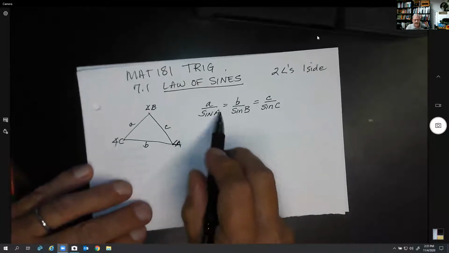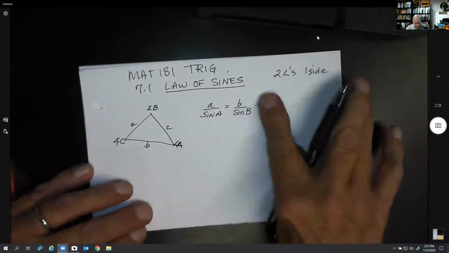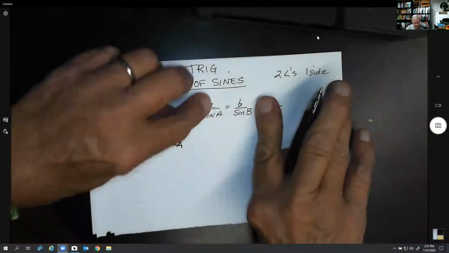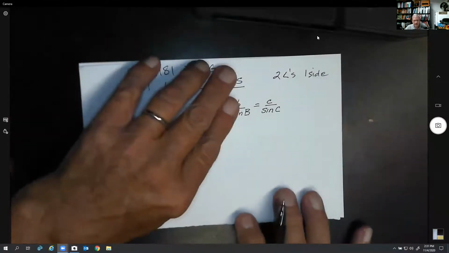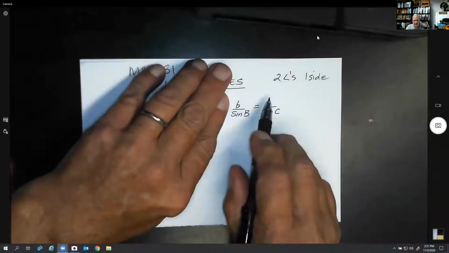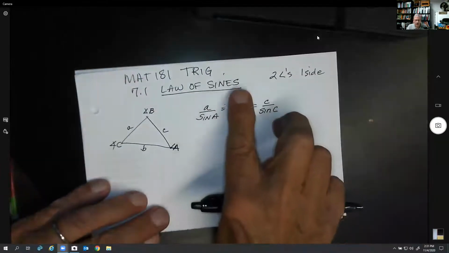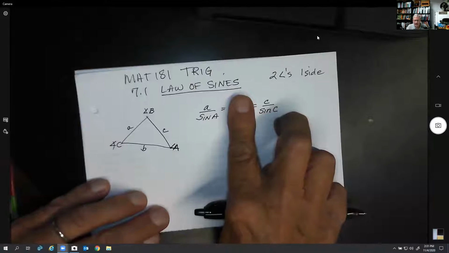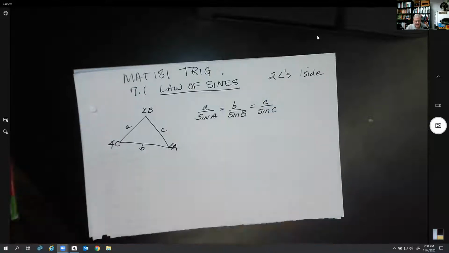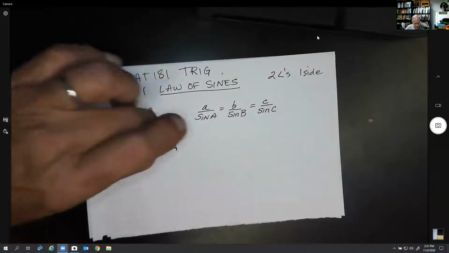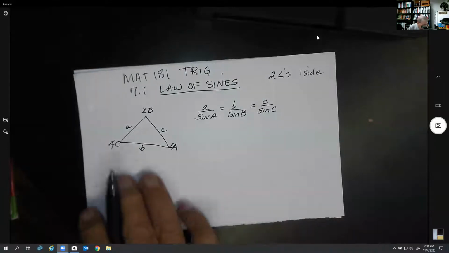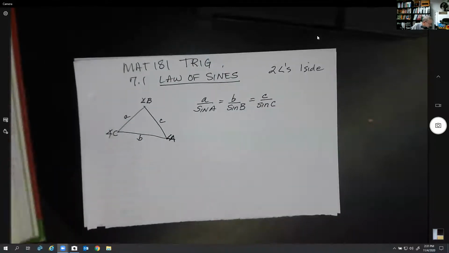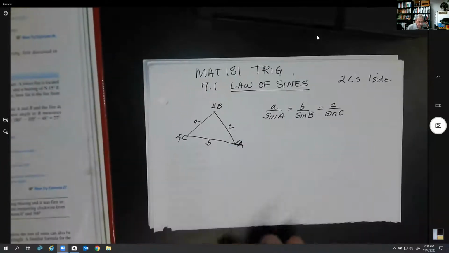Or little side b is to sine of B as c is to the sine of C. We don't have to have all three. We just need two. We could have a to sine A and b to sine B, or we could have b to sine B equals c to sine C, or we could have a to sine A, c to sine C. We usually determine by which angles we know and which sides we know. So let's try it. Let's see if we can do one of these fantastic problems.